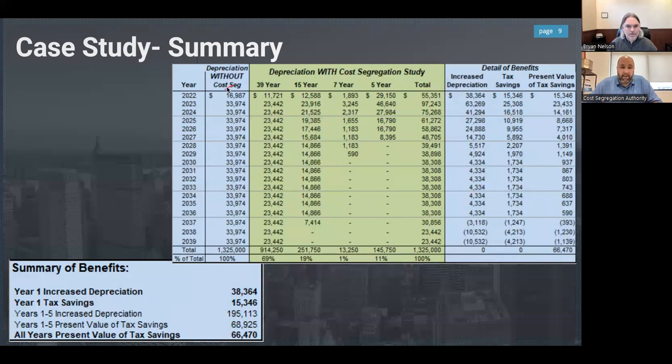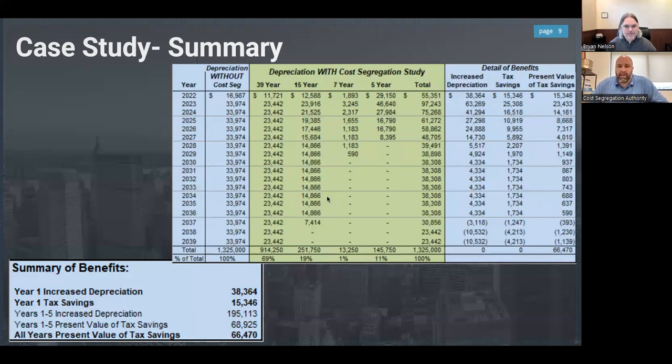So over here, on the left-hand side, this is your depreciation without cost segregation. So if you don't do cost segregation, we're going to take that 1.325, divide it up over 39 years, and you're going to get a $33,000 write-off every year going forward, which is great. That's a great reason to get into real estate. Anyone could use a $33,000 deduction.